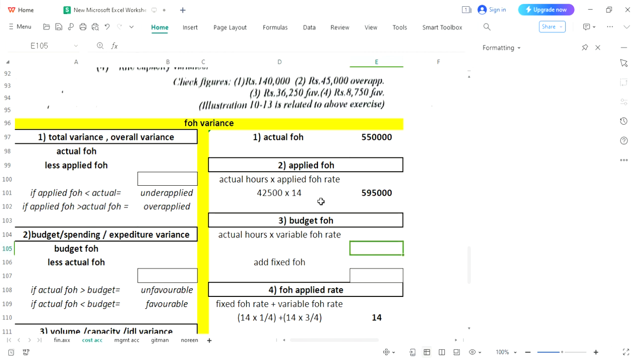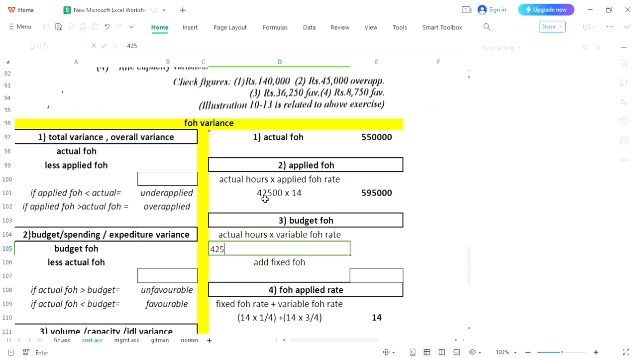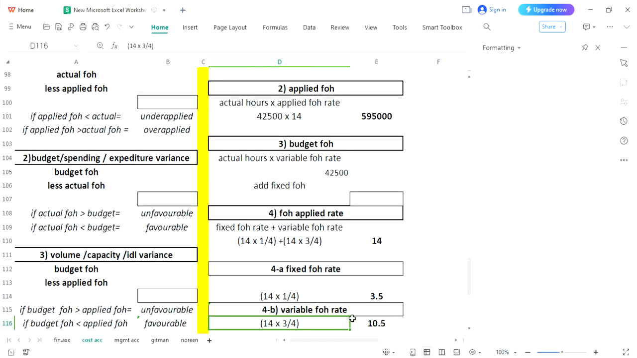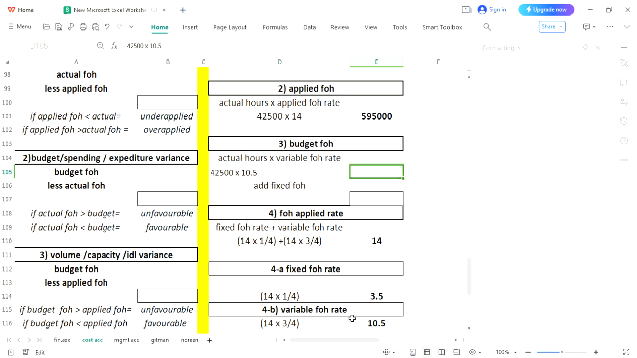Now it's time to calculate your budget FH. We need actual hours. Actual hours, 42,500 taken from the book. Variable FH rate was calculated over here. So here you can see variable FH rate was indirectly calculated, 10.5. So you can put here multiplied by 10.5. Now put this calculation on calculator, 42,500 and it is multiplied by 10.5. First element has arrived.